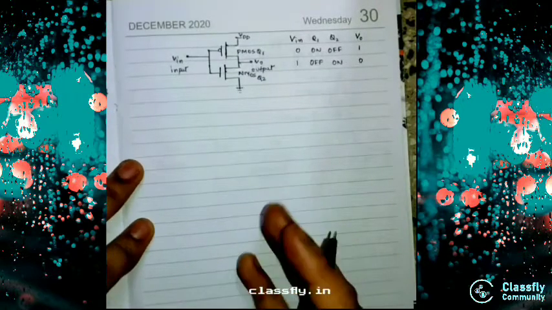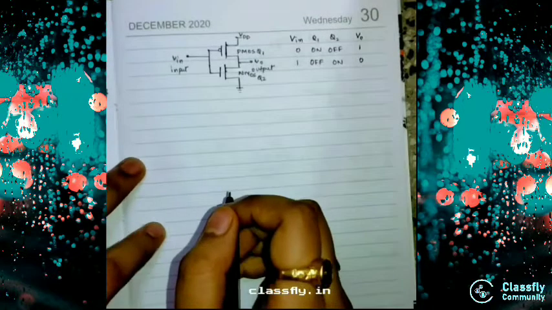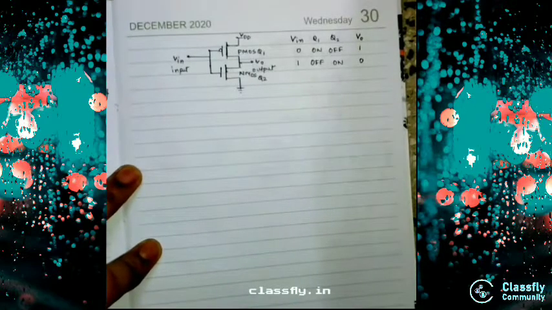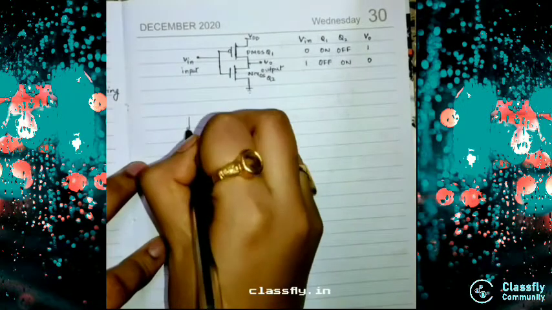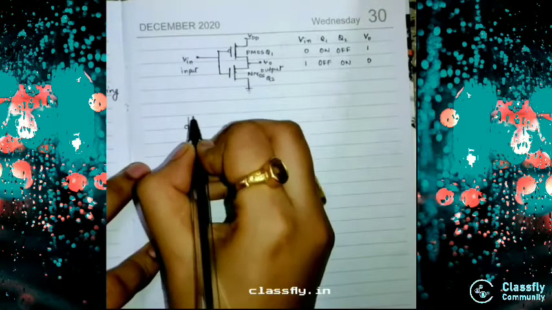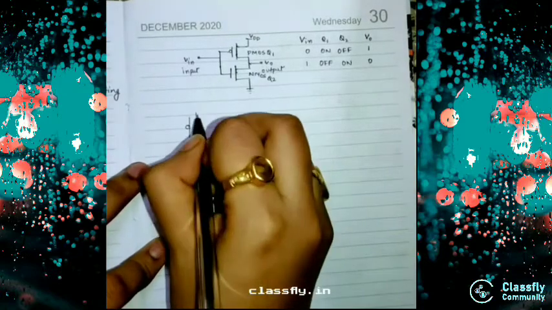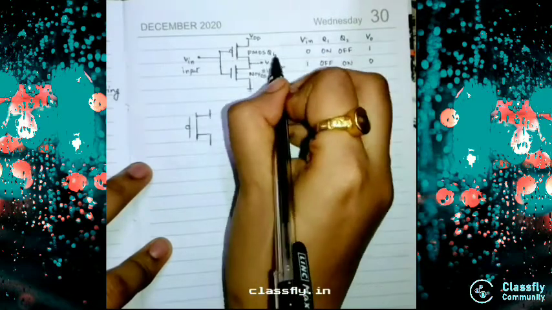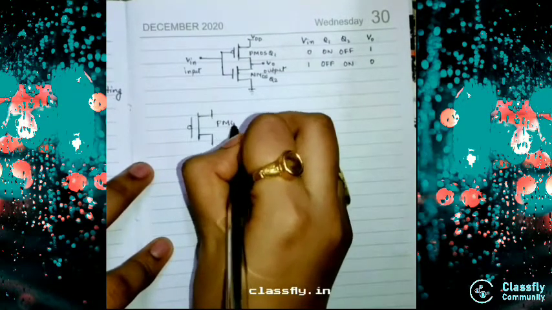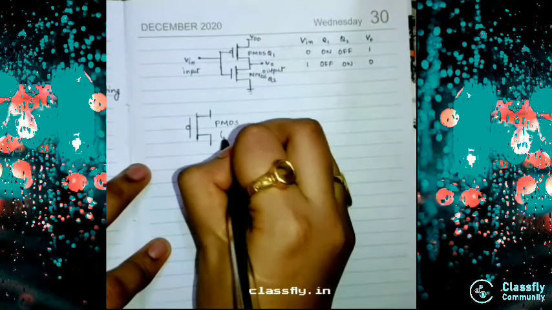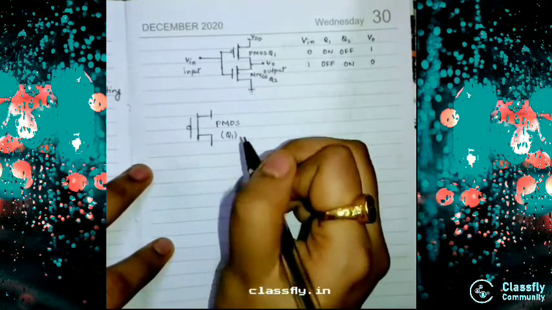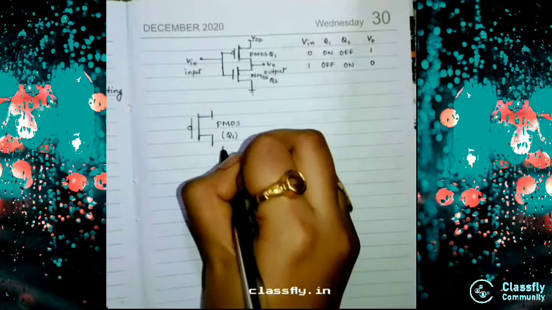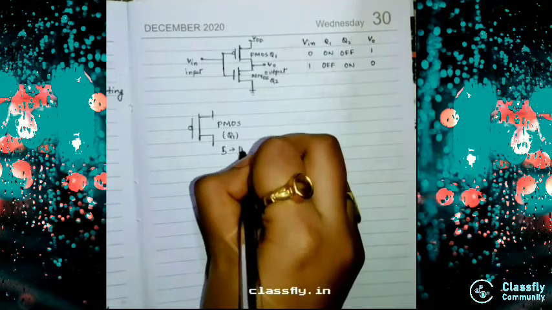What is this circuit? Don't get tensed. As I told, it is the combination of the PMOS and NMOS. So how will you identify which is the PMOS? The PMOS will have a bubble in front of the plate. So this portion is representing your PMOS, and we are representing it here as Q1. And as I told, PMOS current moves from source to drain. Okay.